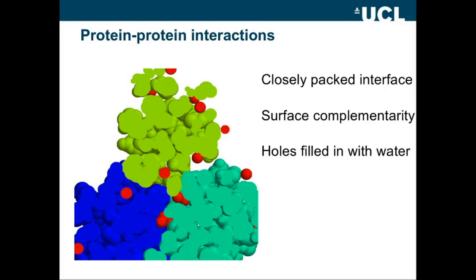Now all those little red spheres are water molecules, and you can essentially see that the interaction between those surfaces of the antigen at the top and the antibody at the bottom are all pretty good, and where there are faults in those interactions, like down here and here, water molecules come in to fill those little gaps, and over here as well. So we have a closely packed interface, and you can see that also between the two chains of the antibody. We have good surface complementarity, and we have holes filled in with water molecules.